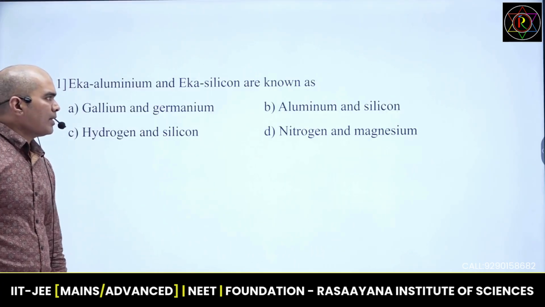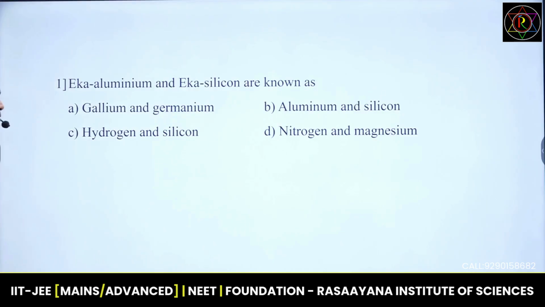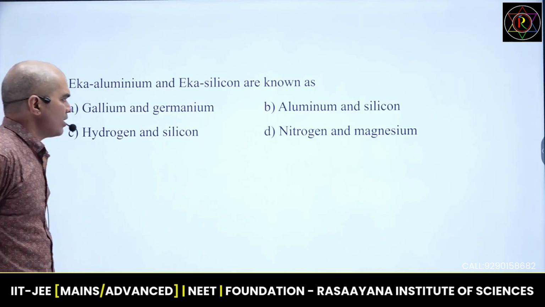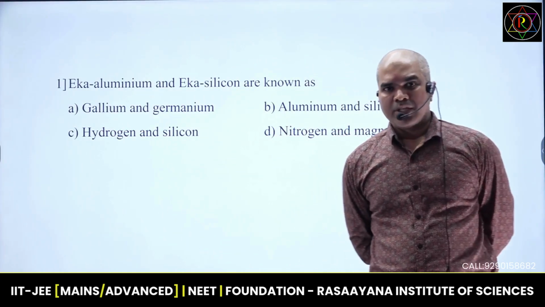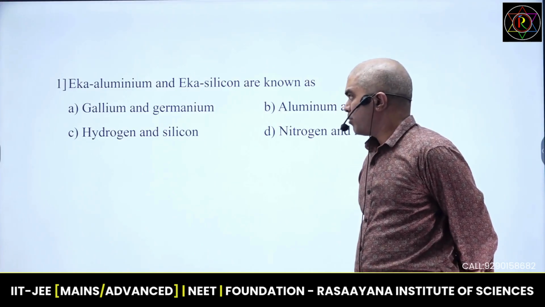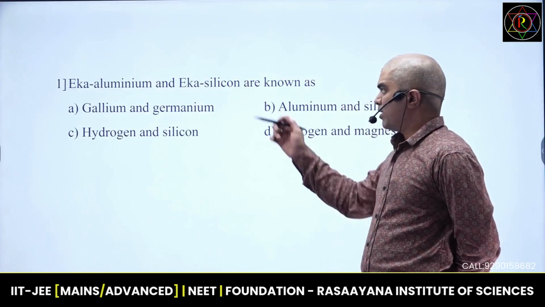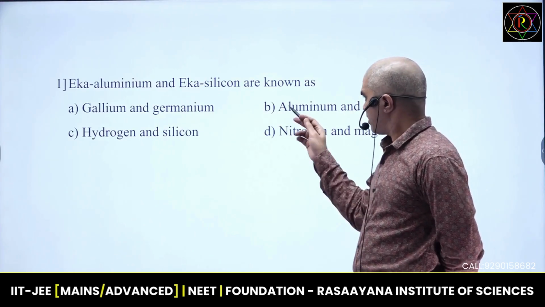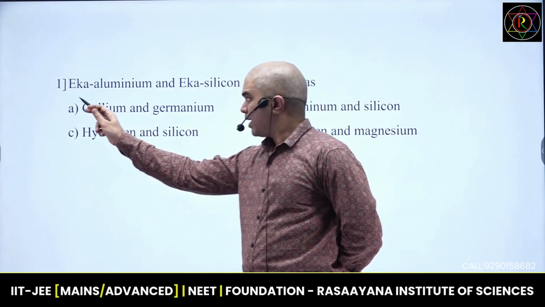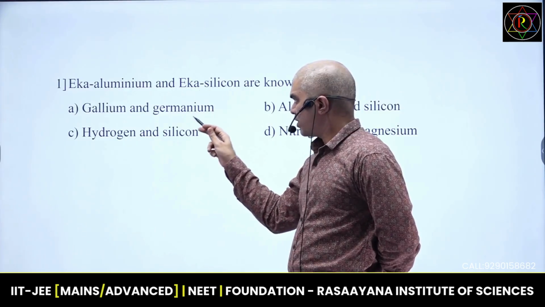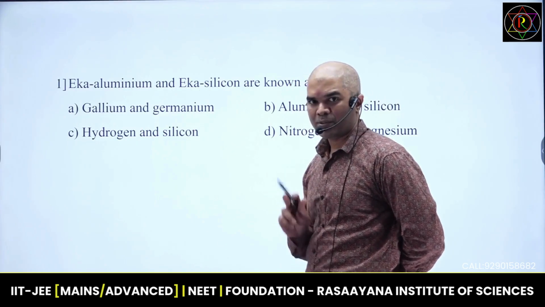Now, attempt a very simple and small question. Eka aluminium and Eka silicon are known as: gallium and germanium, aluminium and silicon, hydrogen and silicon, nitrogen and magnesium. Which of these? We have already studied. Eka aluminium is gallium. So just by knowing one particular element, gallium is not there in the other options. Therefore the option has to be A. Eka aluminium is gallium and Eka silicon is germanium.